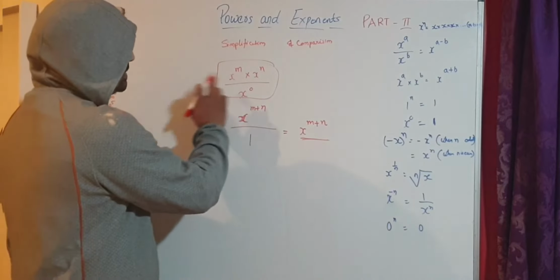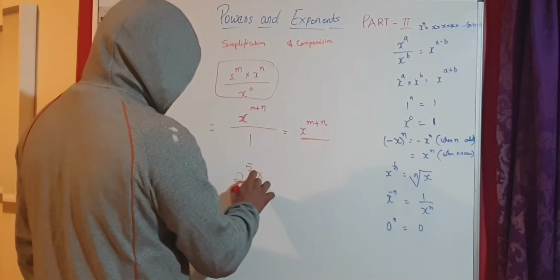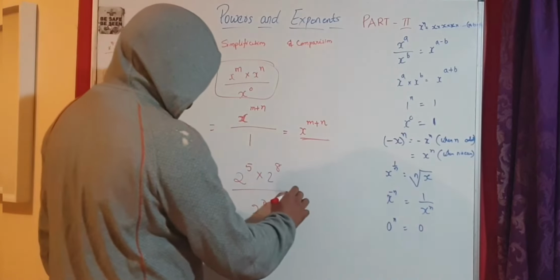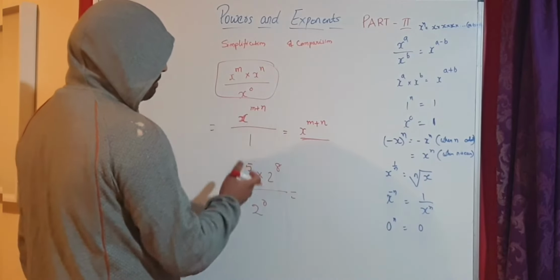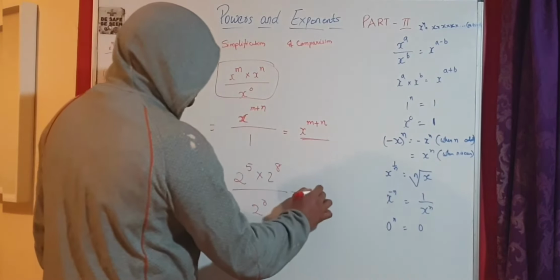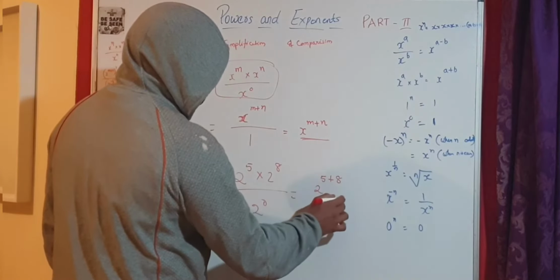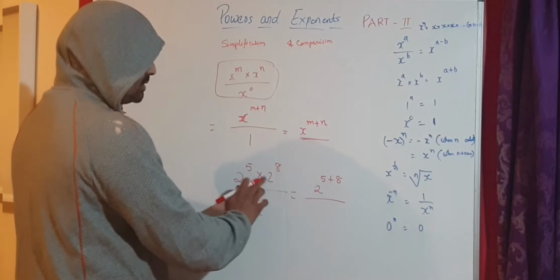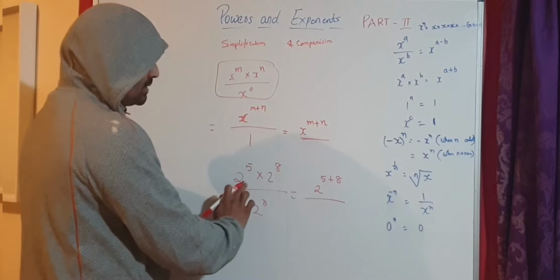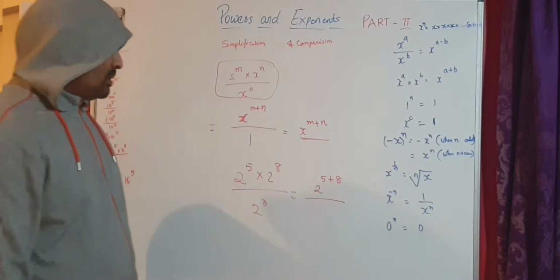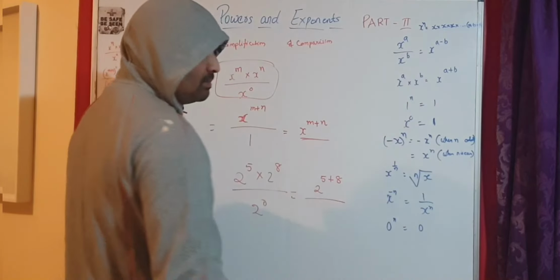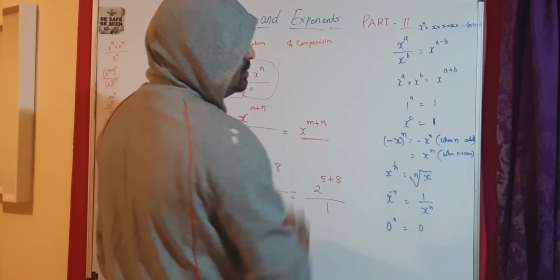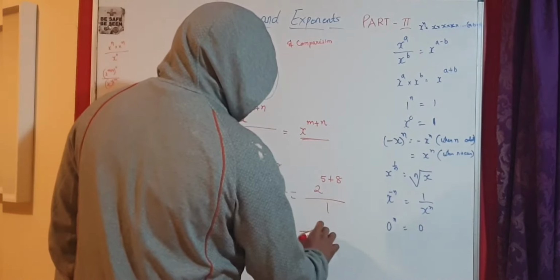So I'm using the x's here. For example, they may ask 2 to the power of 5 into 2 to the power of 8 by 2 to the power of 0. If you're asked to simplify this one, you have to apply the same formulas like whatever we did here. 2 to the power of 5 plus 8, because here there is a multiplication and the bases are same. Those are two key things: bases are same and there is a multiplication taking place between these two numbers. In such a case, you can sum up the powers, and 2 to the power of 0 is 1. Anything to the power of 0 is 1. So when you simplify it, this is 2 to the power of 13.